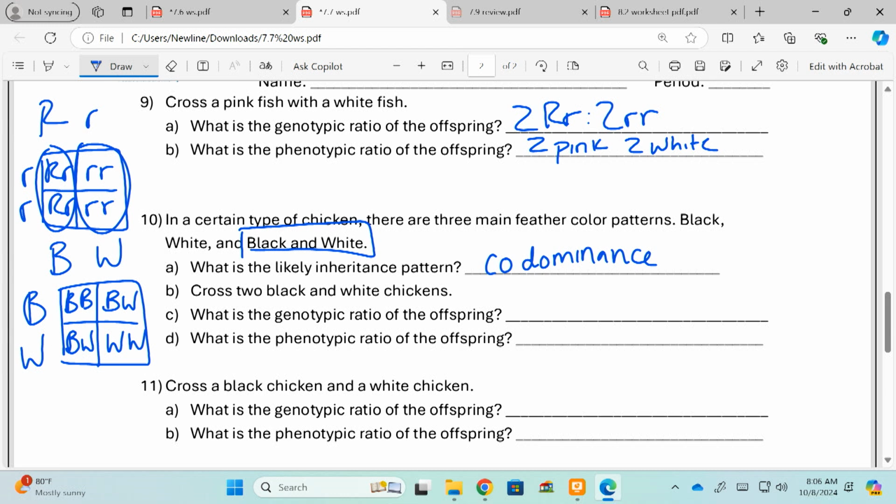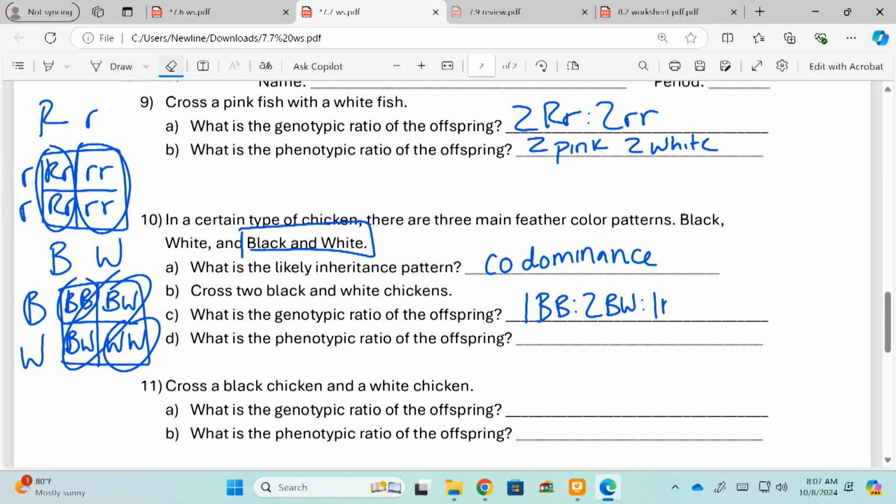Okay, so what is the genotypic ratio? All right, well, here's one combination, here's another combination, here's another combination. So this is a 1 to 2 to 1 ratio. We got 1 like this, 2 like this, and 1 like, one that's 2 W's.